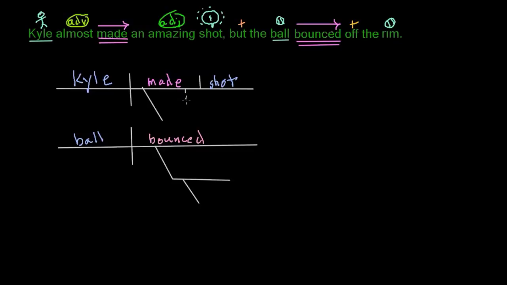When we put our conjunction tying the verbs of our two independent clauses together, our conjunction is but, and notice the dotted lines going down to the horizontal line and then continuing down. And what kind of a shot was it? Was an amazing shot.